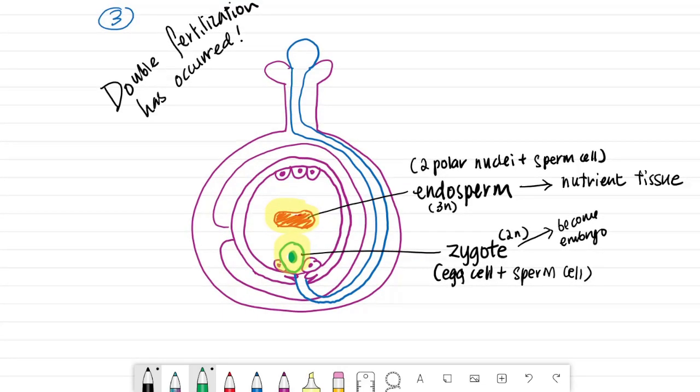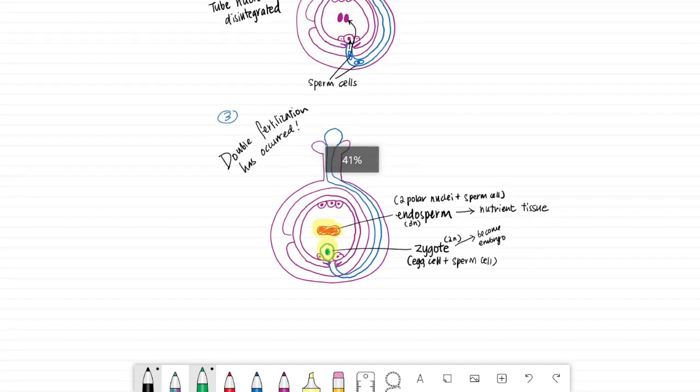And in the final stage of double fertilization, both the male gametes or sperms will fuse with nuclei in the embryo sac. One sperm will fuse with an egg cell to produce a diploid zygote. Another sperm will fuse with the two polar nuclei to produce the triploid endosperm. The ovule will become the seed. The integument will become the seed coat. The ovary will become the fruit. The zygote will develop into the embryo, and the triploid endosperm will undergo mitosis and later develop into the nutrient tissue. So that is all for this double fertilization part.